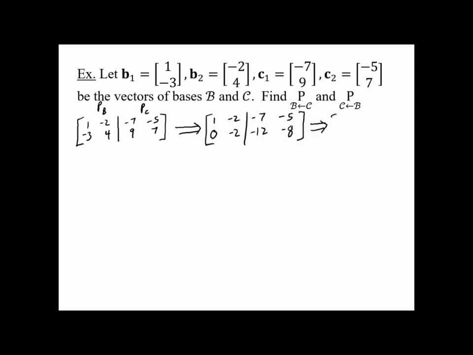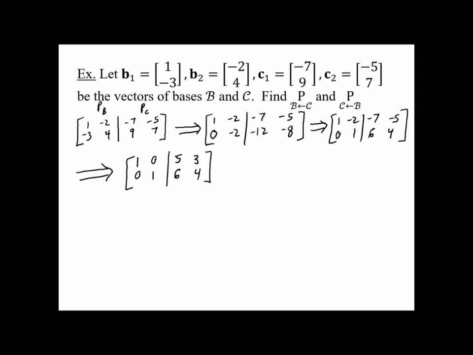Let me divide the bottom row by negative 2. We get 0, 1, 6, 4. And finally, let's see, the bottom row is good. And if I multiply the bottom by 2 and add the top, we get 1, 0, 5, 3. Okay, so the change of basis from C to B is the matrix 5, 3, 6, 4.